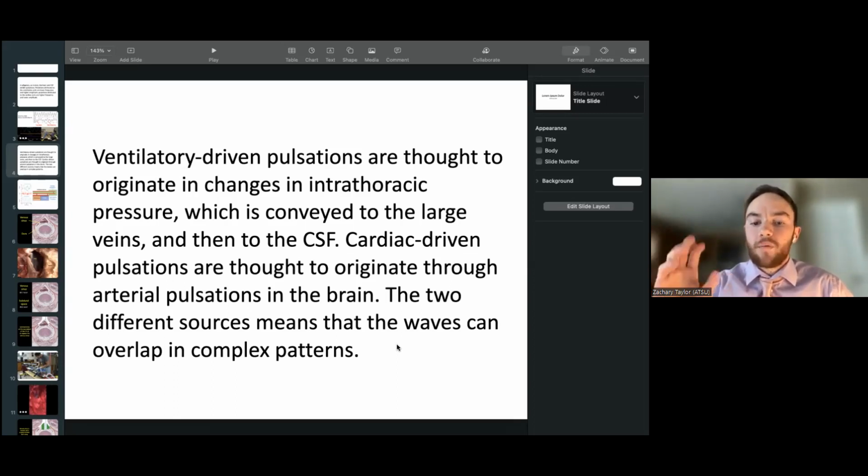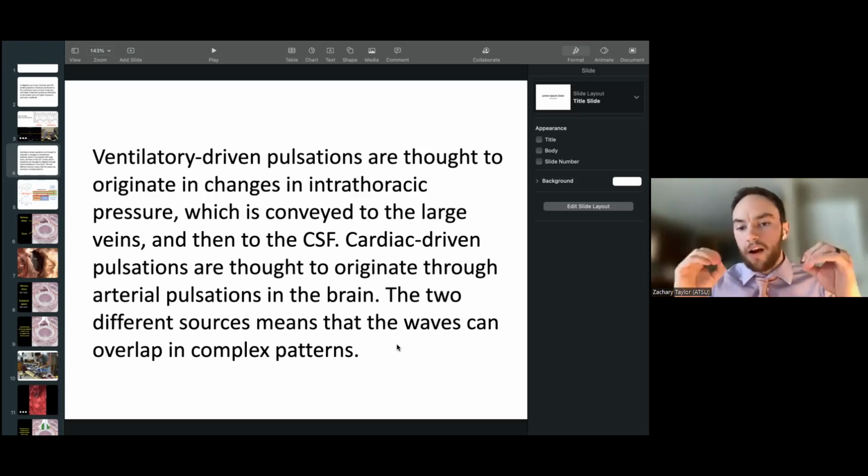And then the cardiac-driven pulsations are thought to originate in the arterial pulsations in the brain, meaning that whenever we have a heartbeat, those arteries in the brain are sending pulsations down to the spinal cord and causing a spike in the CSF pressure. So we are understanding that there are 2 separate aspects going into one complex pattern of how the CSF pressure spikes.